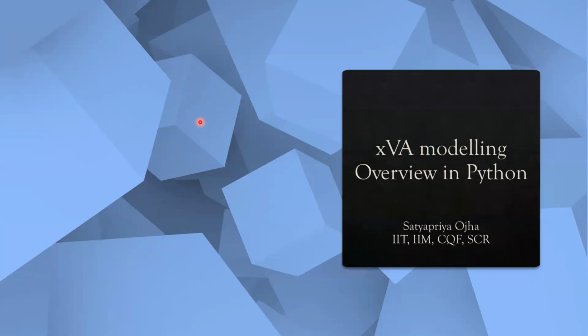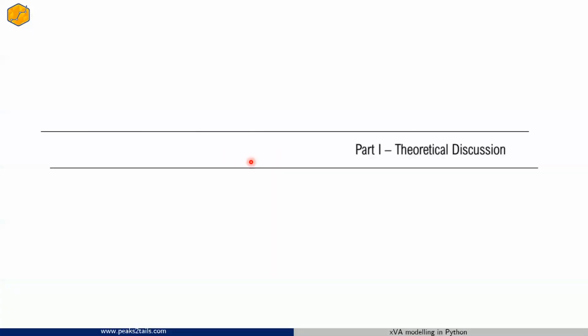All right, let's get started. This session is in two parts. In part one, we will do a theoretical discussion. We will look at various definitions and various formulas and understand the theoretical underpinnings and arguments behind each and every calculation. And in part two, we will do a simple Python implementation, nothing complicated. We'll take a simple use case and try to calculate xVA. All right, so that's the agenda.